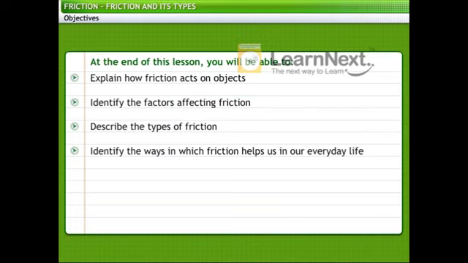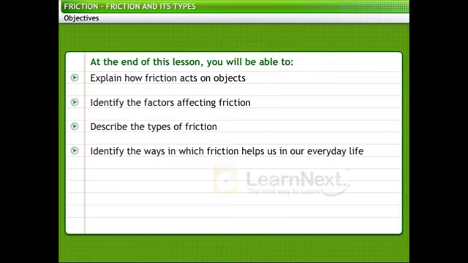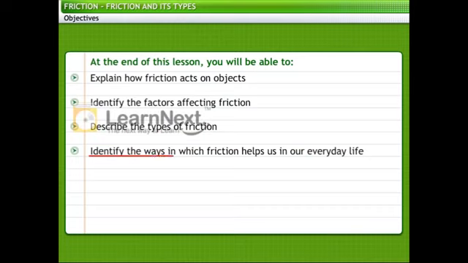In this lesson, you will learn about the significance of friction, factors affecting friction, friction in our daily life, and the types of friction. At the end of this lesson, you will be able to explain how friction acts on objects, identify the factors affecting friction, describe the types of friction, and identify the ways in which friction helps us in our everyday life.